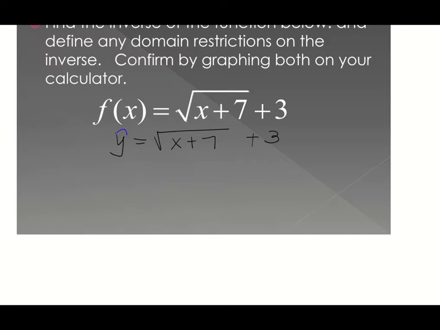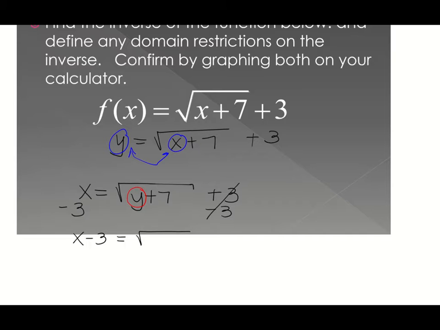So if I take y and x and I switch them, that's the start for writing my inverse equation. So I have x is equal to the square root of y plus 7 plus 3. So my goal is to solve for y. So my first step is I have to move this plus 3. So to move plus 3, I have to do its inverse and subtract 3 on both sides. So I have x minus 3 is equal to the square root of y plus 7.